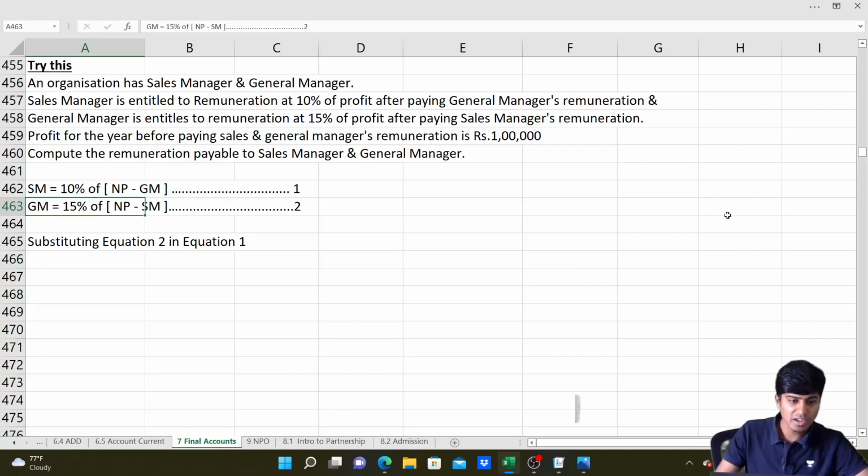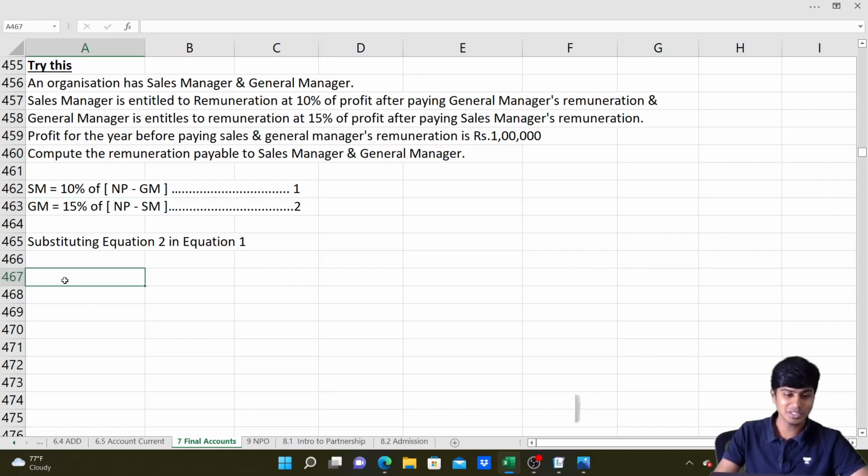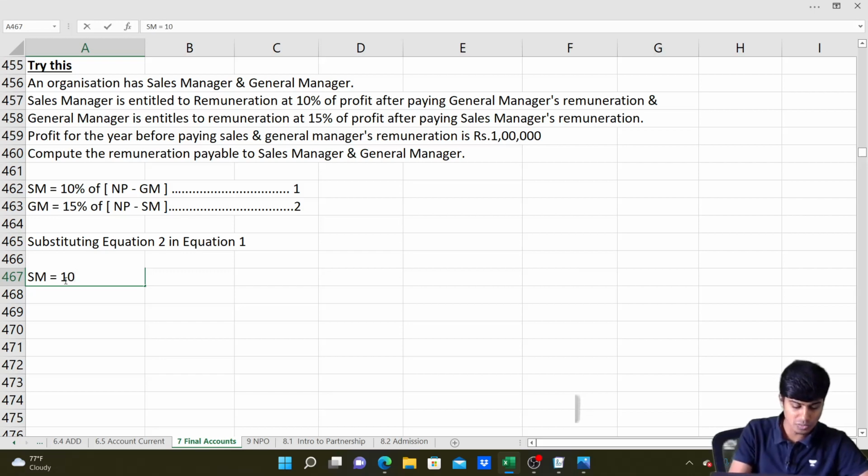Where here we have this word GM. This word GM is there here. I'll replace this GM here with 15% of net profit minus sales manager's commission, and let's solve for sales manager. So I will write sales manager's commission or remuneration is equal to 10% of net profit minus. I'm not going to write GM here.